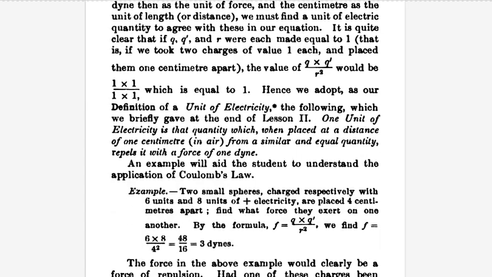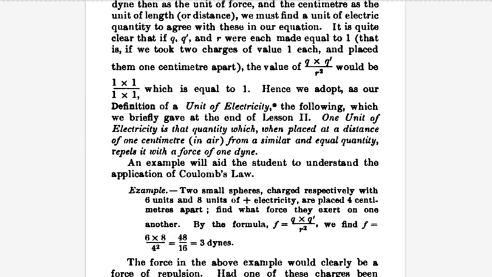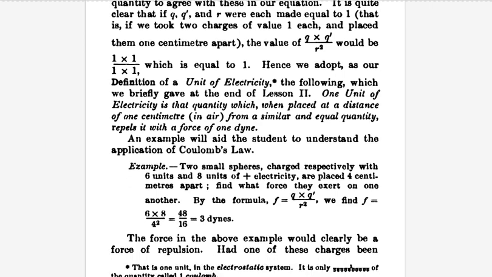It is quite clear that if Q, Q', and R were each made equal to 1, that is, if we took two charges of value 1 each, and placed them 1 centimeter apart, the value of Q times Q' over R squared would be 1 times 1 over 1 times 1, which is equal to 1. Hence we adopt, as our definition of a unit of electricity, the following, which we briefly gave at the end of Lesson 2.